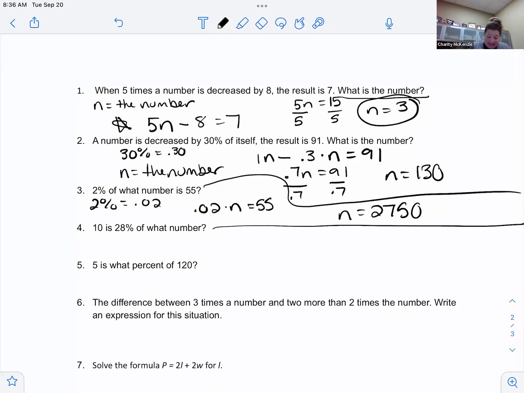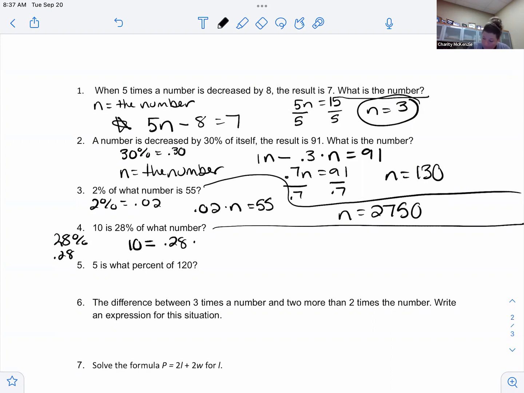Okay, 10 is 28% of what number? So how do I write 28% as 0.28, right? Two places over. So 10 is 28%. So when I look at this one, it's kind of written backward from the way we think of it, would be 10 is kind of, right?